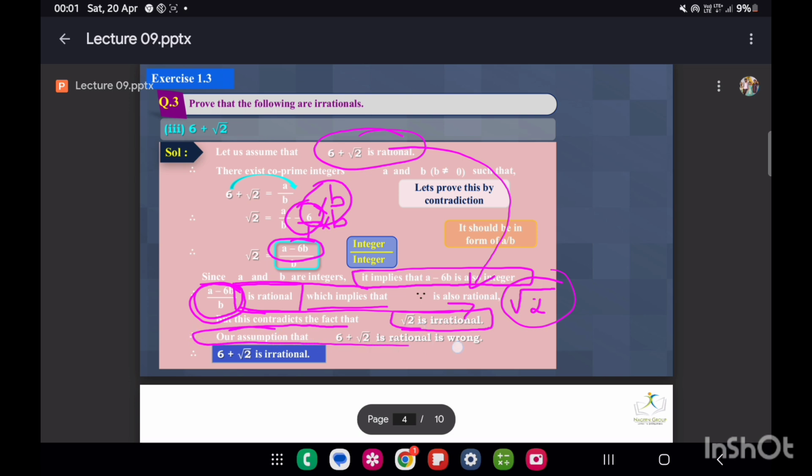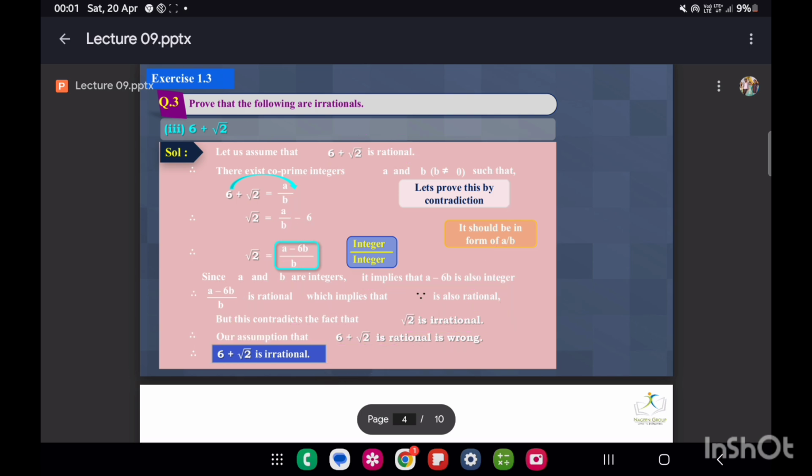Our assumption that 6 plus root 2 is rational is wrong. We assumed that 6 plus root 2 is rational, and what we thought is wrong. So 6 plus root 2 is irrational. Hence it is proved. These steps are very important. It is a step by step method. Check once all the steps, first, second, third, up to the sixth. The last is that 6 plus root 2 is irrational. Only these steps are enough to get the marks in the examination.